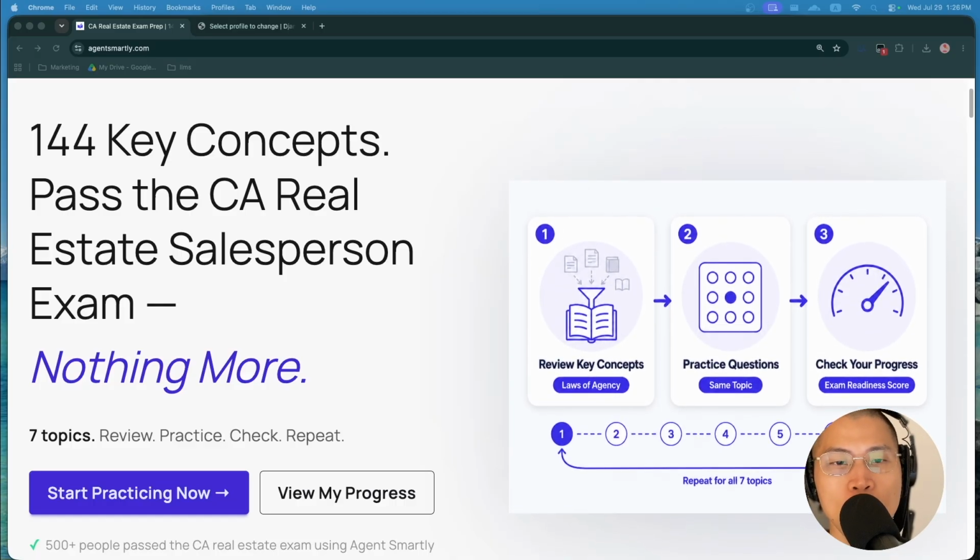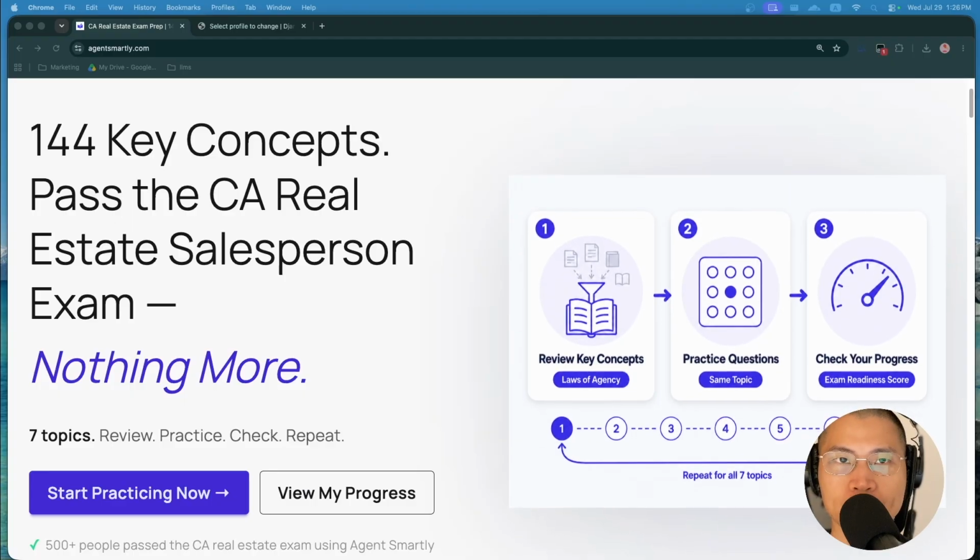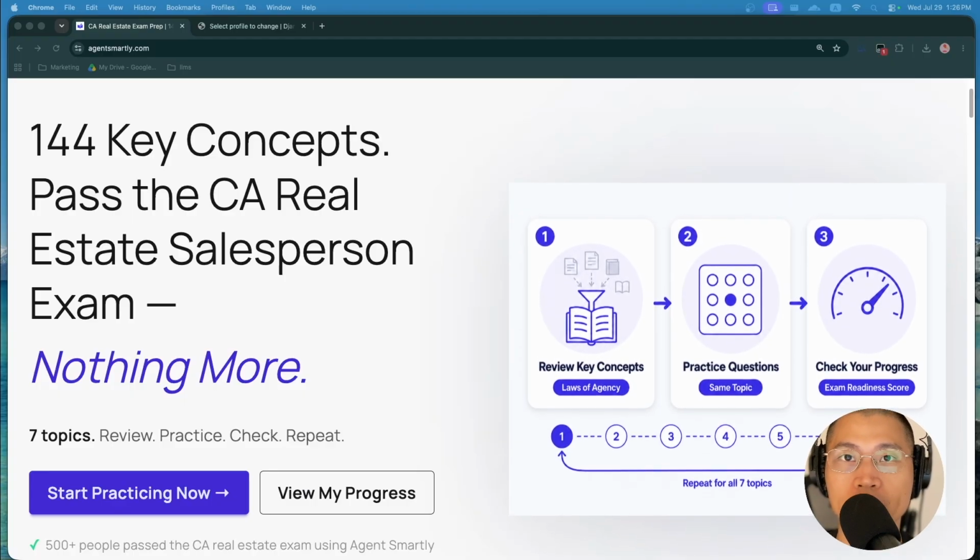So today, we're breaking down the principle of contribution, which is very, very important.